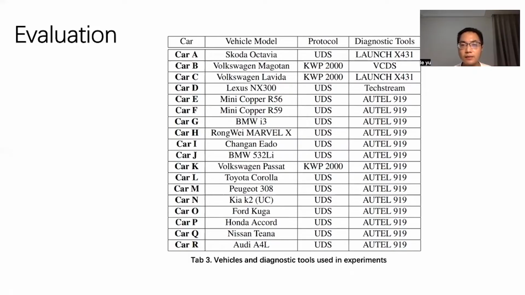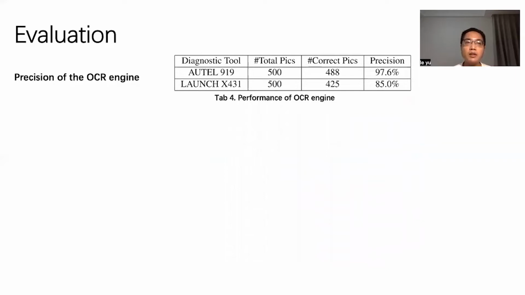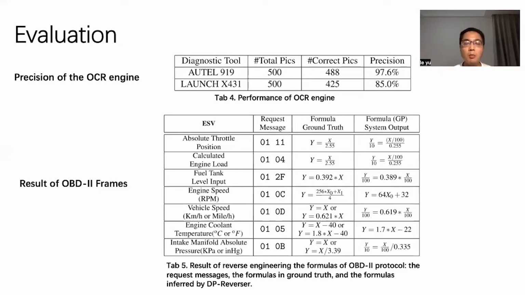diagnostic tools. Firstly, we measured the precision of OCR software for 2 diagnostic tools. The precision of the OCR software reaches at least 85%. Moreover, we use the OBD2 protocol as the ground truth to measure the performance of reverse engineering formulas. And finally, we find that for all the 6 sensors, our system can obtain formulas that are almost the same as the ground truth.